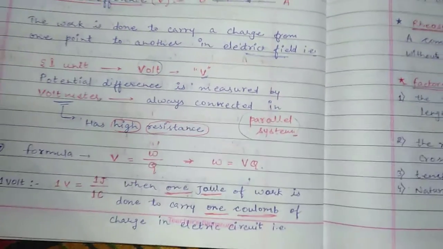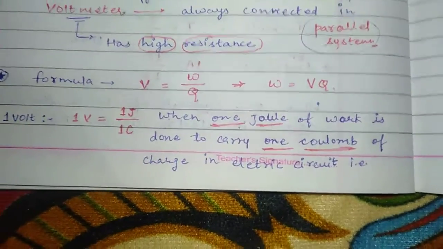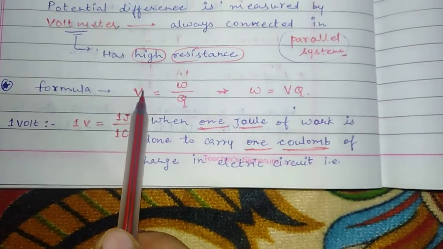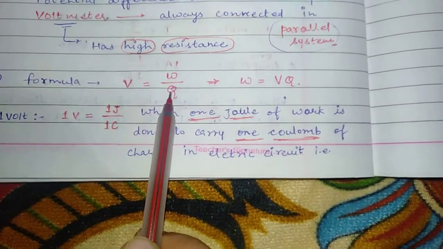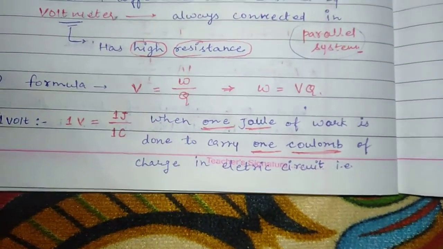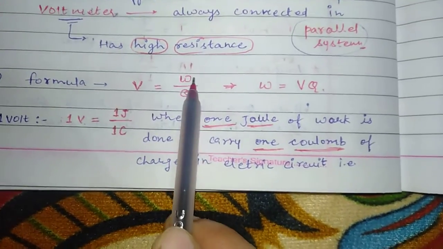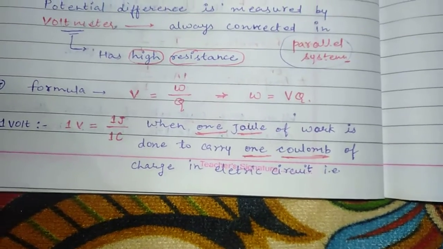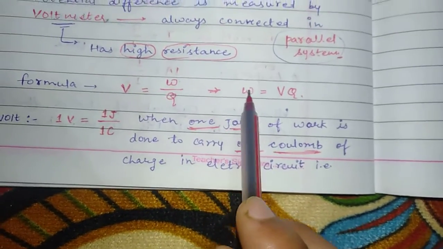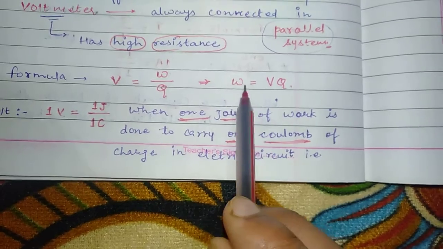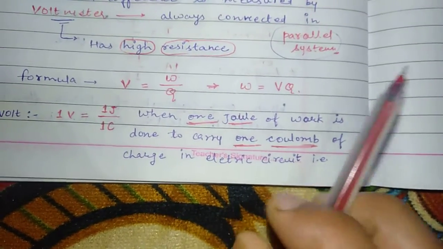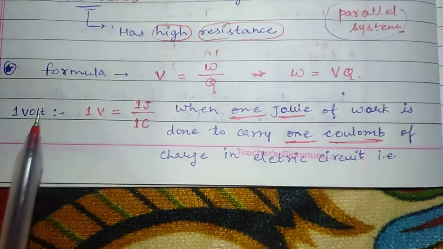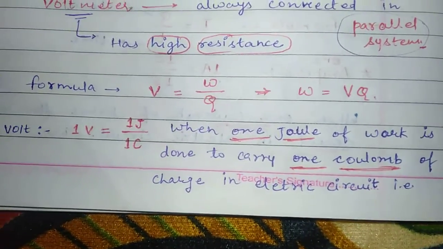Then, students, here we'll discuss the formula of potential difference. You can see here, V is equal to W upon Q. So from the formula you can write the definition: the work done to carry a charge. Yes, so by the formula we can make a definition. If you want to find the work, we can cross multiply and get the formula W is equal to VQ.